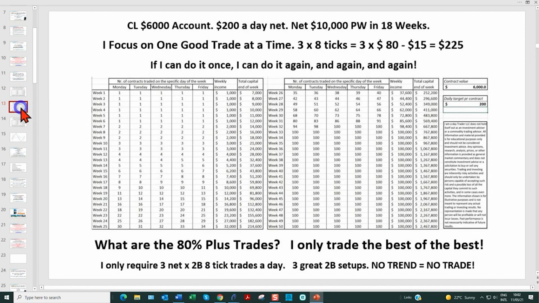Now let's start to get more realistic. If you're trading during the New York session, really the London leading into New York is the best, particularly the morning of the New York session, tons of opportunities. So 3 8-tick trades a day, and for any members watching this, that's simply 3 2B trades.